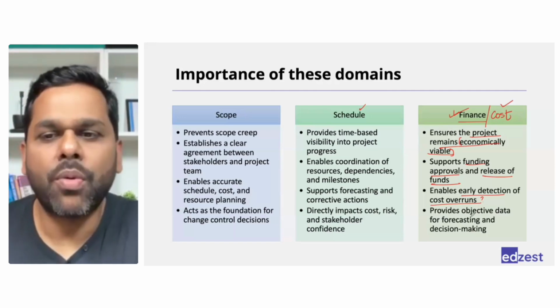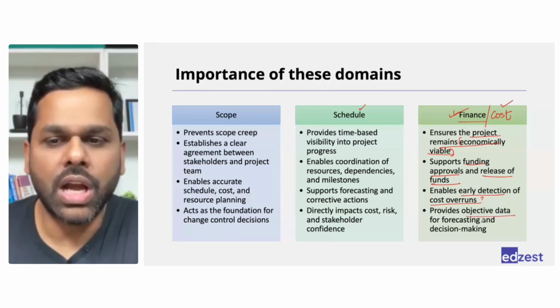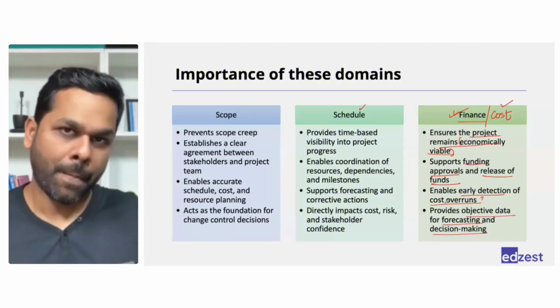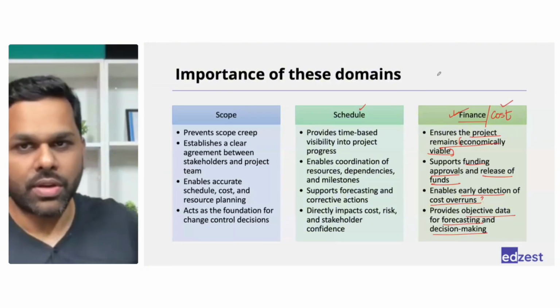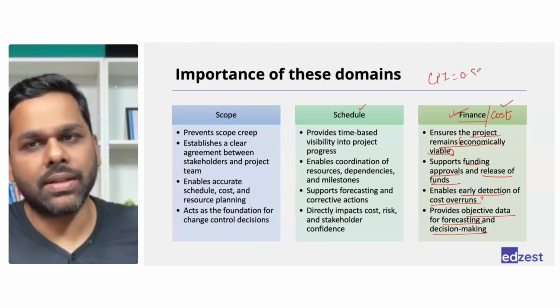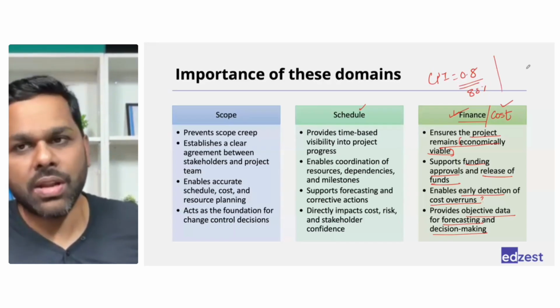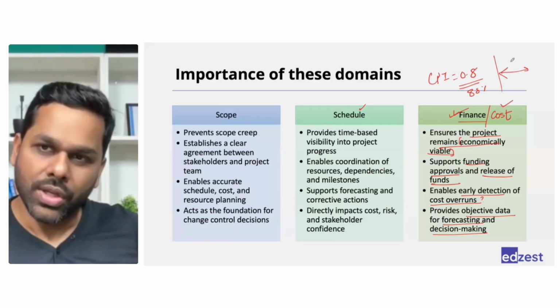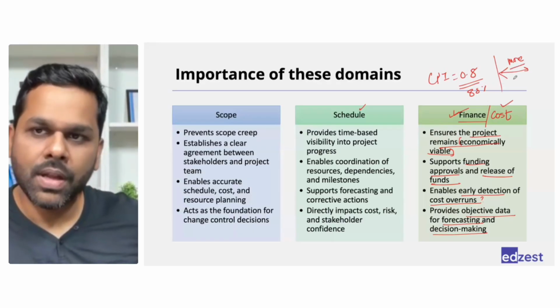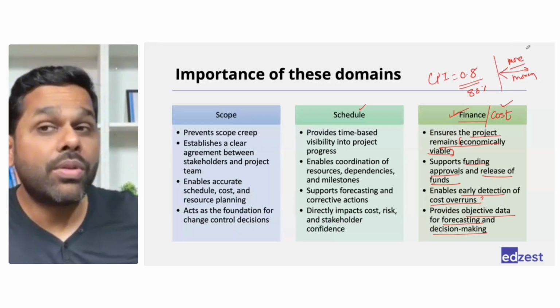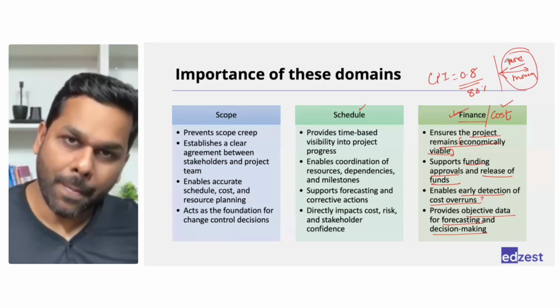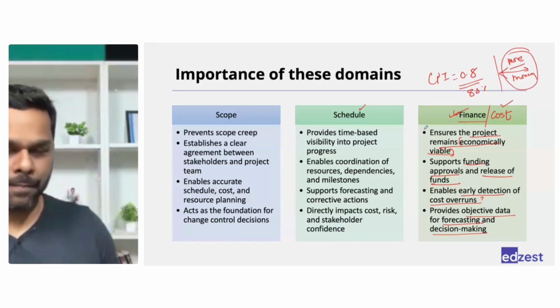And the last point, it provides objective data for forecasting and decision making. When you already know that your CPI is 0.8, then you know that you are only working at 80% efficiency. So for the remaining work in the project, you will need more money. Right? So you will be able to forecast as well when you manage the finances better.